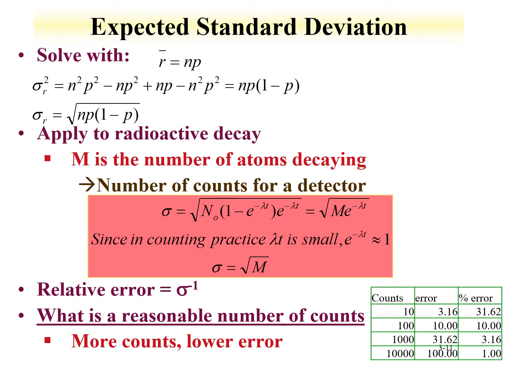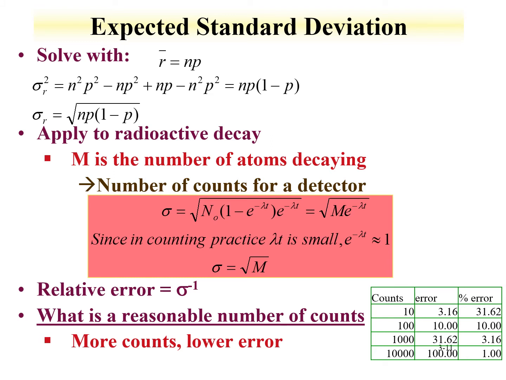So continuing with the expected standard deviation, we have the average number of counts is equal to the number times the probability. This gets expanded. The square of the standard deviation is equal to np times 1 minus p. So the standard deviation is the square root of np times 1 minus p, and we apply that to radioactive decay.